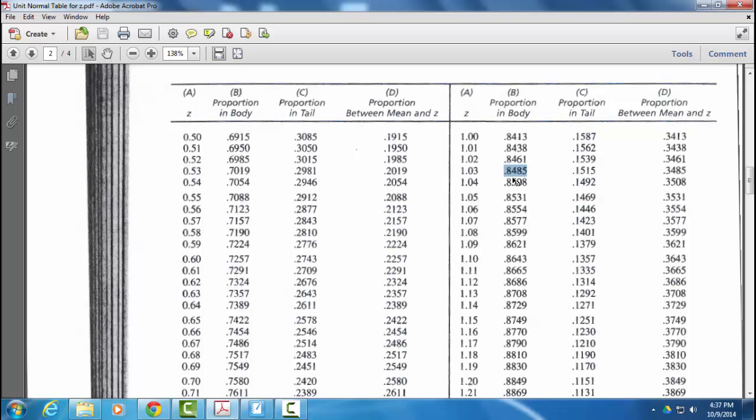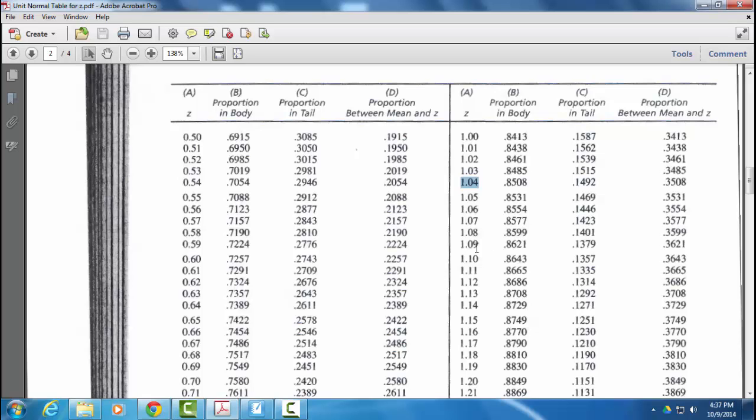If you took 0.85 and subtracted this, you'd get 0.0015. If you took 0.85 and subtracted this, you would get 0.0008. This one is closer, right? This one is fewer points away from 0.85, so this is the z-score that you would go with.